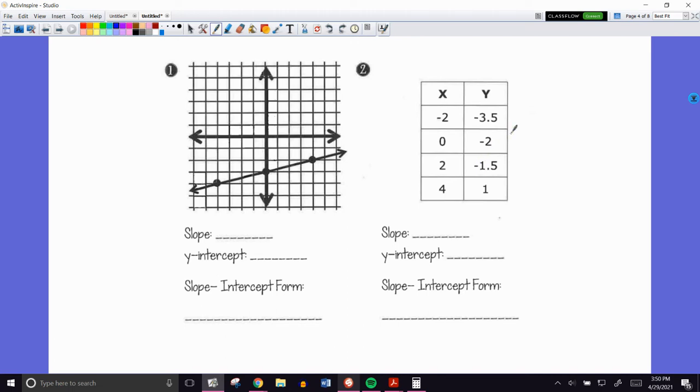So number 1 gives us a graph, and it asks for our slope and our y-intercept, and then we need to make it into the slope-intercept form equation. So I'm going to start, and I'm going to just make my triangle.